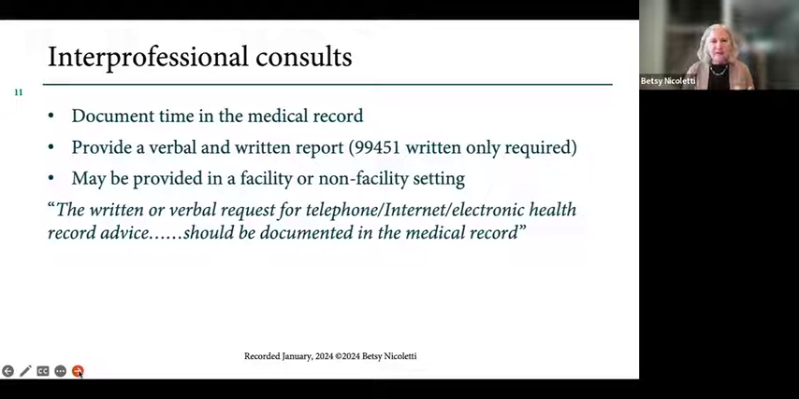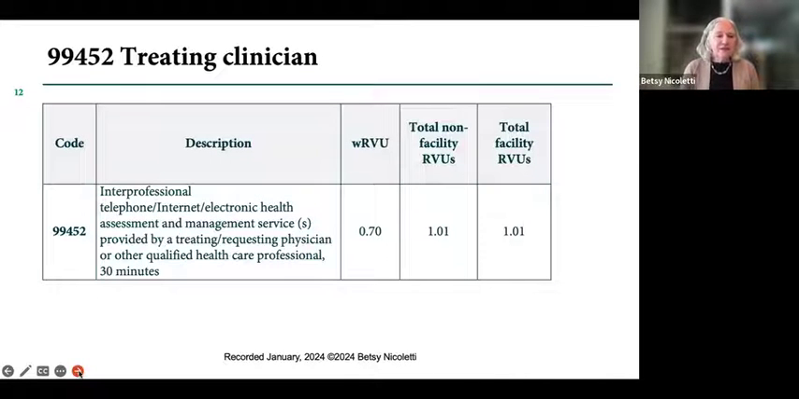So now I'm going to switch gears to a 6th code, which is used not by the consulting physician or non-physician practitioner, but by a treating physician or non-physician practitioner. Interprofessional telephone, internet, electronic health assessment and management services provided by the treating requesting professional or other qualified healthcare professional, 30 minutes. Now, if you remember 99451, it was 5 minutes with these same work RVUs of 0.7. So in my opinion, they're significantly undervaluing the treating physician's time.